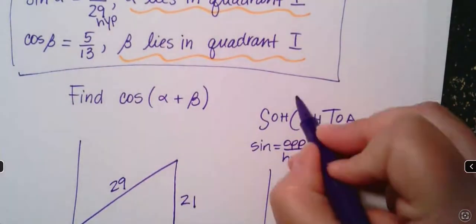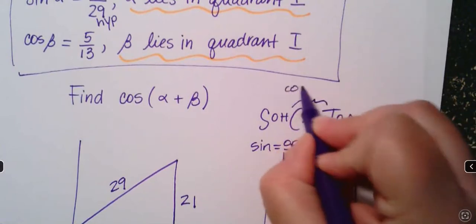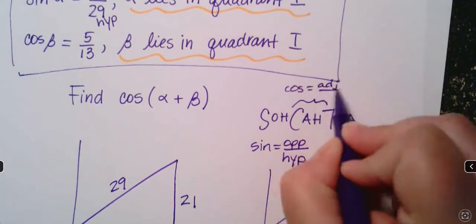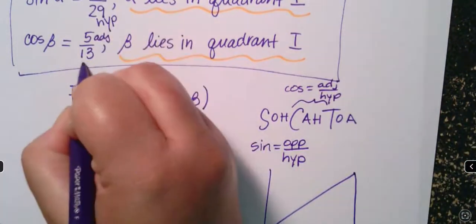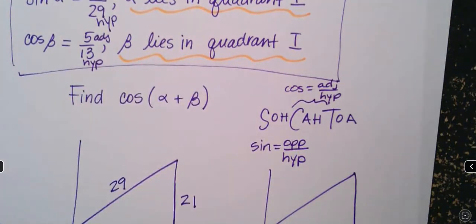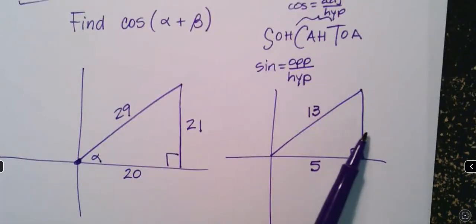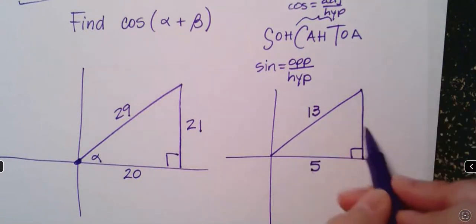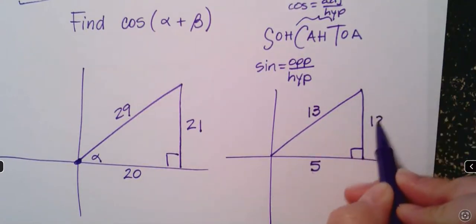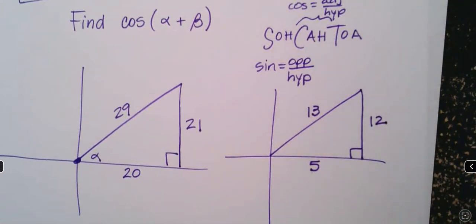Cosine is adjacent over hypotenuse, that means 5 is the adjacent and 13 is the hypotenuse. So 5 is here, 13 is here, and then I have to find the missing side right here. Pythagorean theorem, 5 squared plus missing side squared equals 13 squared. When I subtract, I will get that this is 12. So now I can find whatever I need to find there.